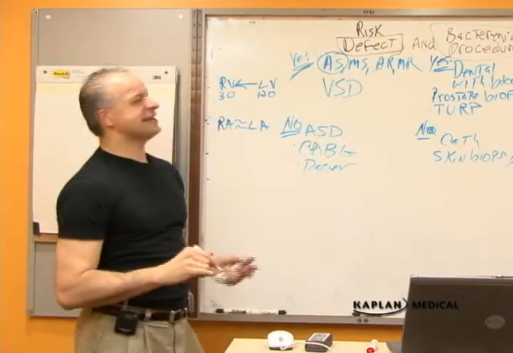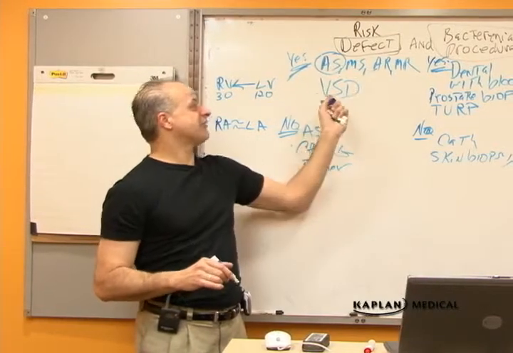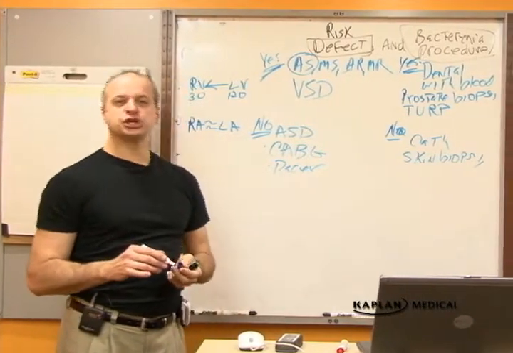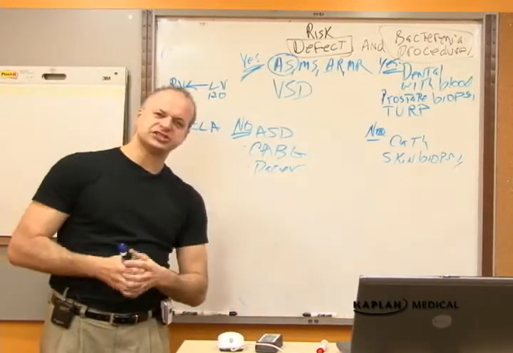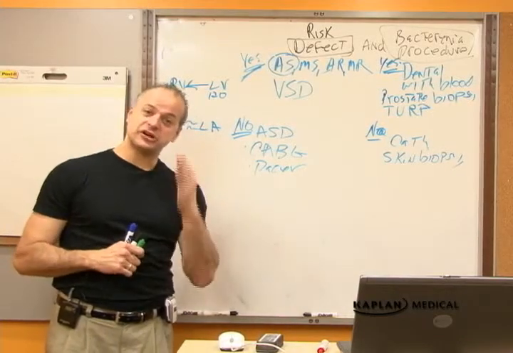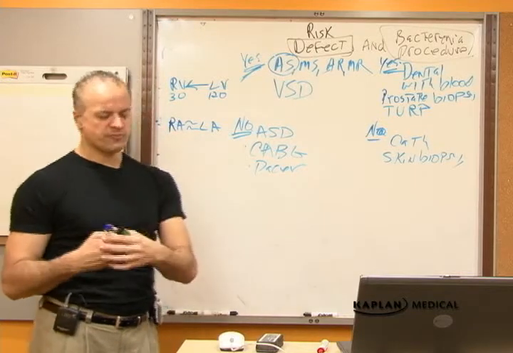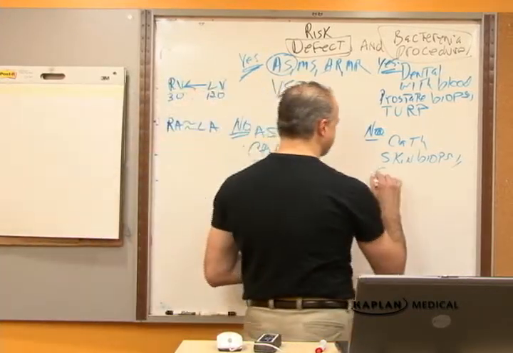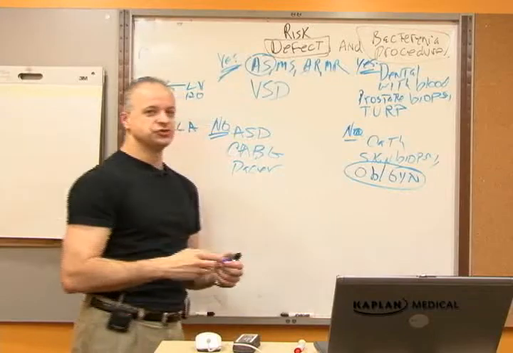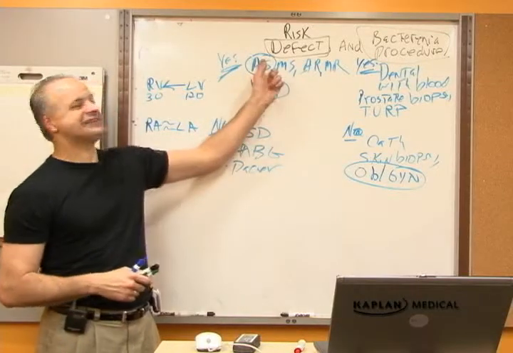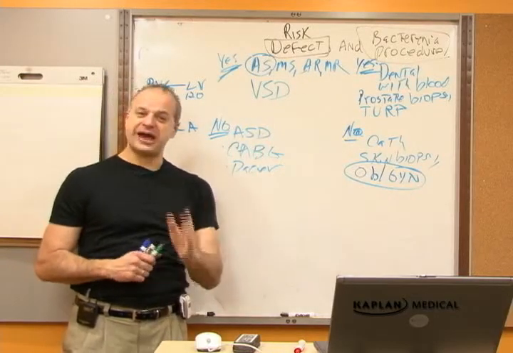So what if somebody has atrial septal defect, aortic stenosis, mitral stenosis, and a ventricular septal defect, and is going to undergo a GYN procedure, such as a vaginal delivery or a vaginal hysterectomy? Do you need endocarditis prophylaxis? And the answer is no. If you undergo a GYN procedure, such as a vaginal delivery or vaginal hysterectomy, you do not need endocarditis prophylaxis. Even if you have the defect, OBGYN procedures are not a cause of bacteremia.